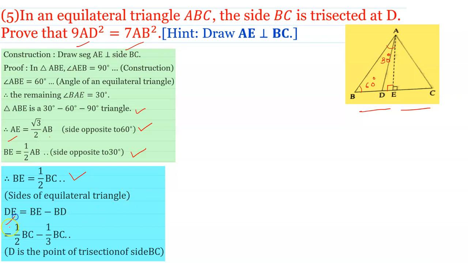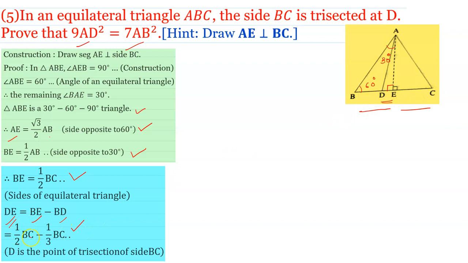What about DE? DE is equal to BE minus BD. But what is the value of BE? BE is equal to 1 upon 2 BC. And what about BD? BD is 1/3 of BC, as given, that is, BC is trisected at D. Therefore BD is equal to 1 by 3 BC.